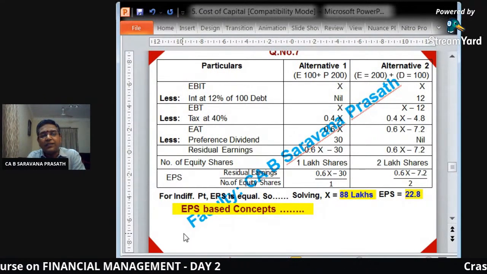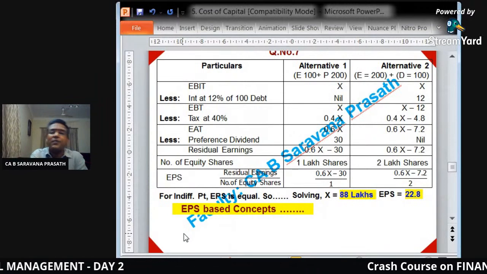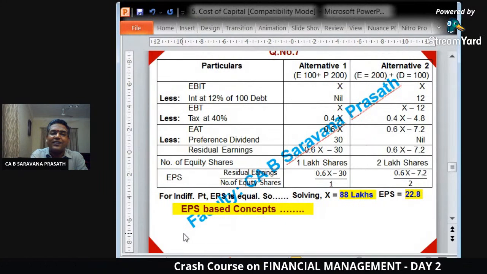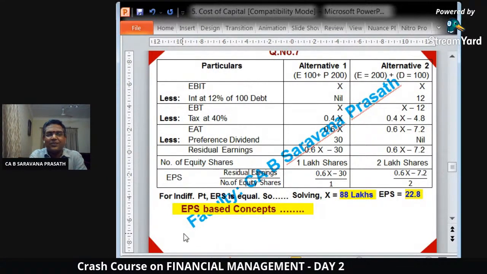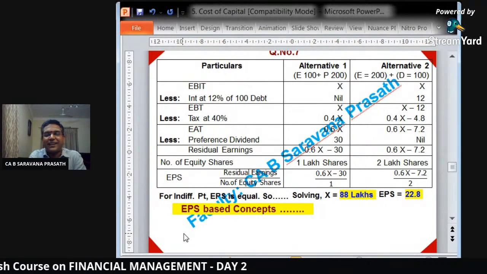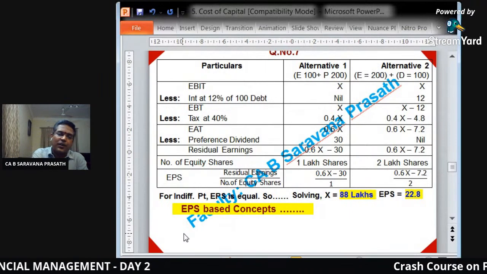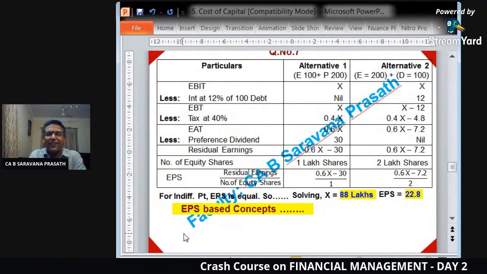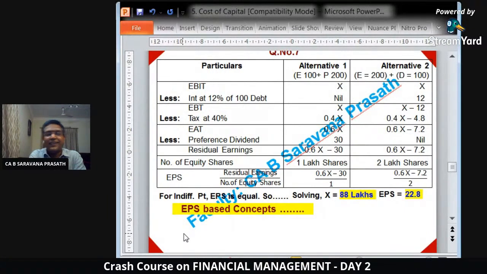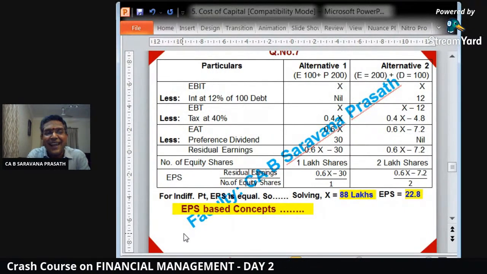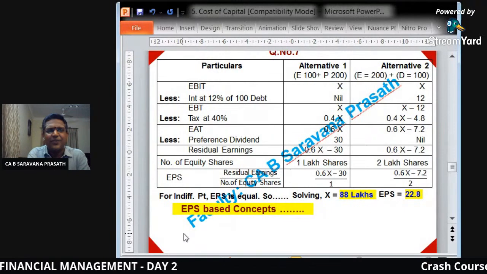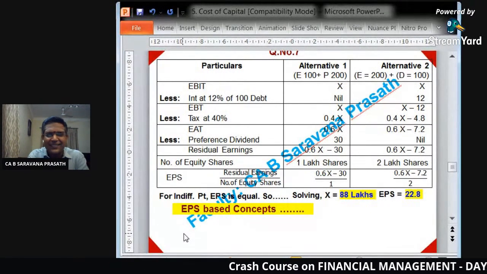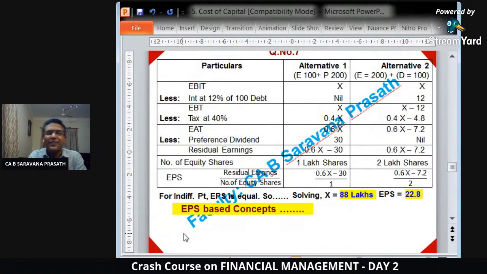For the indifference point, this EPS should be equal to that EPS. So solve and find out what X is. So 0.6X minus 30 by 1 is equivalent to 0.6X minus 7.2 divided by 2. Therefore, on solving, you will get X is equivalent to 88 lakhs. Here it is in rupees lakhs. Therefore, X is equivalent to 88 lakh.